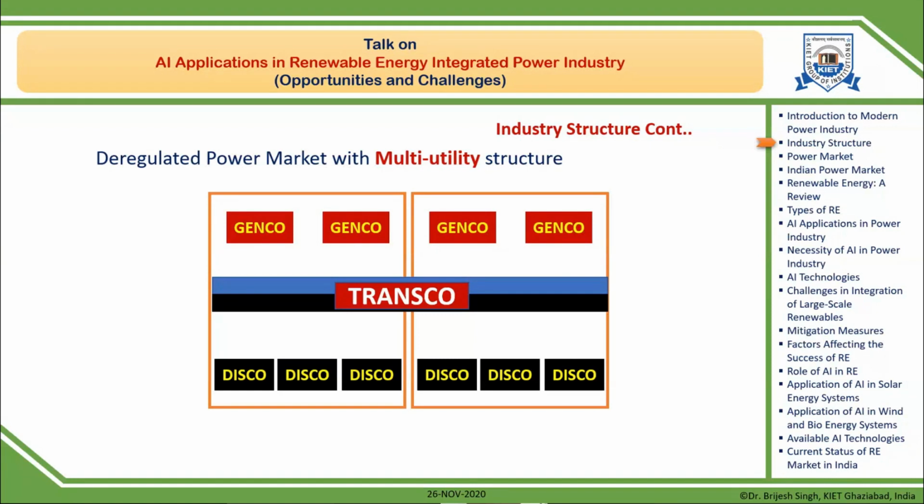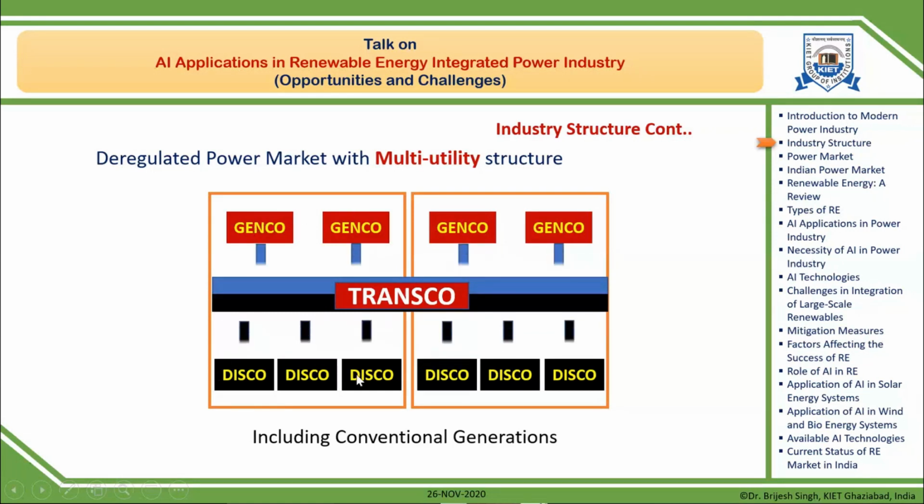So now again one modification has started in the power market, that is a multi-utility structure, and from this particular place renewable energy comes into the picture. Here you can see that the transmission corporation is single, but some of the gencos and discos have established their own group in the system. So this is one utility, and this side is your second utility.